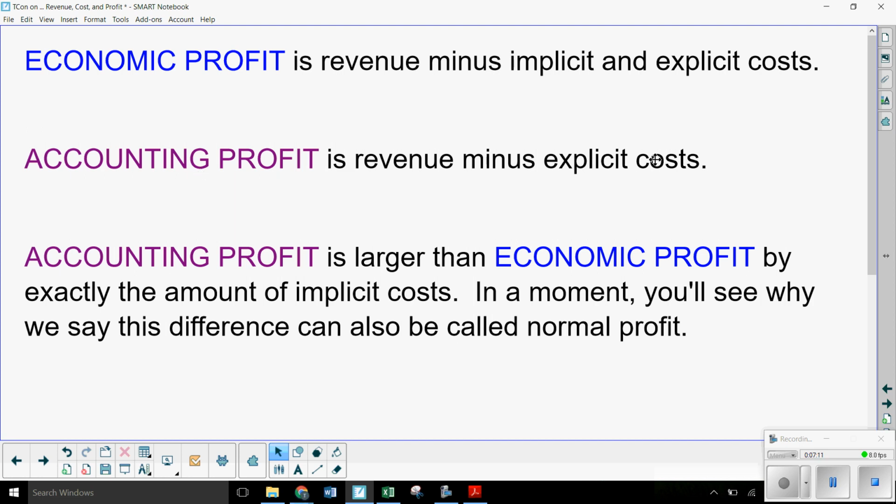They start with the same one, subtract a smaller number. Economists are subtracting a bigger number, start with the same one, subtract a bigger number, you end up with less. So accounting profit is larger than economic profit by exactly the amount of implicit costs. And in a moment, you'll see why this concept, this value of implicit costs, can also be referred to as normal profit.